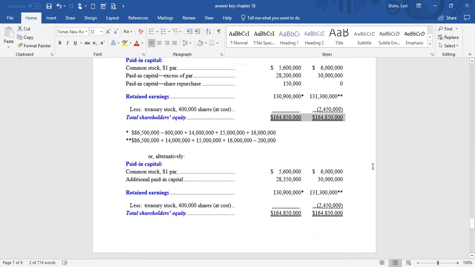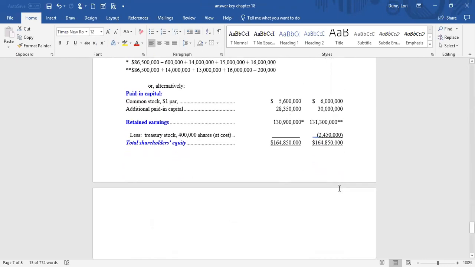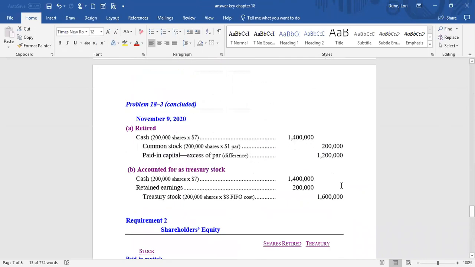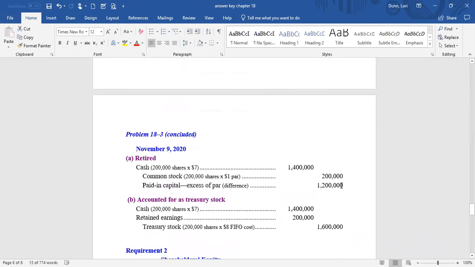All they did was combine all of these paid in capital accounts together and call them additional paid in capital. But you get the same answer. So that is problem 18-3.